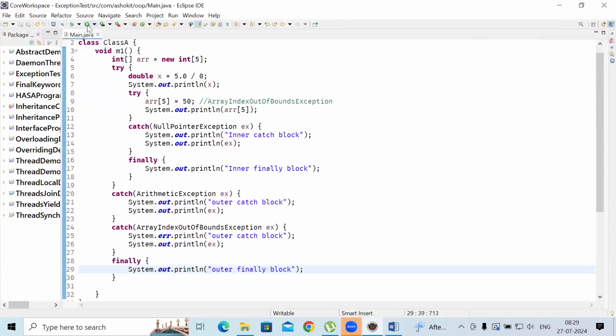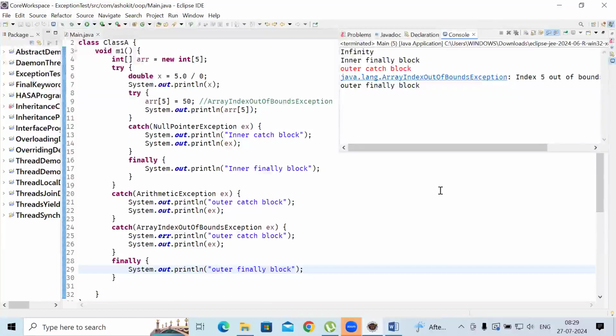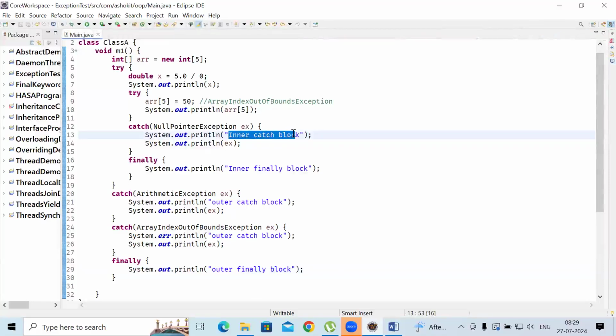If I run this program, tell me, the inner finally block is executed. Next, which block executed? Outer catch block, not the inner catch block. Why? Because the inner catch block is unable to handle the exception. If it is unable to handle the exception, then who can handle it? The outer catch block can handle it.